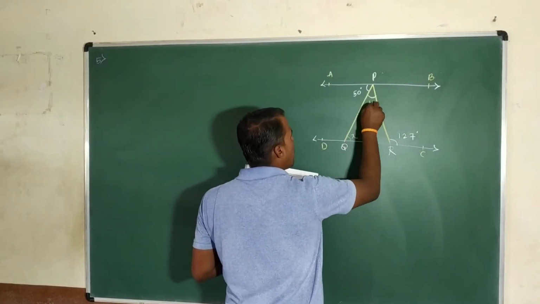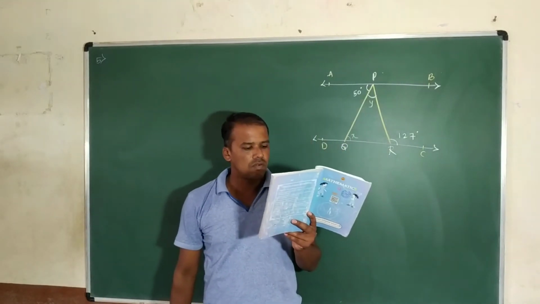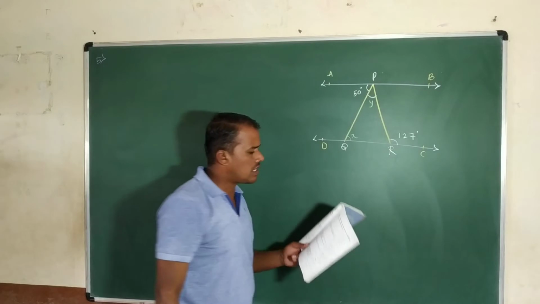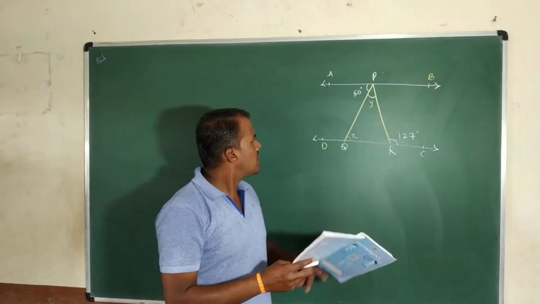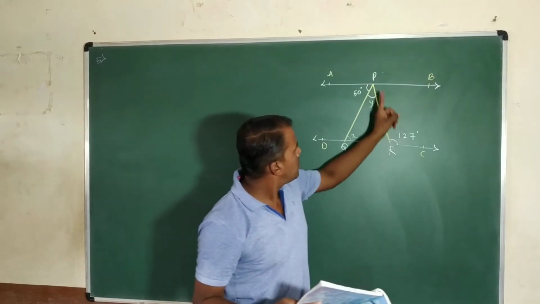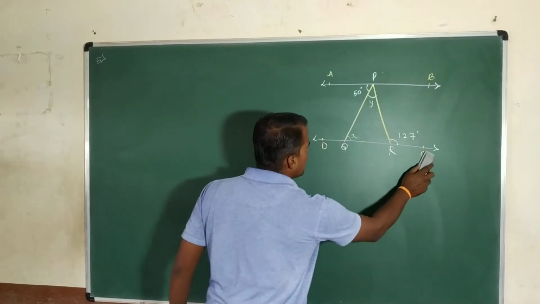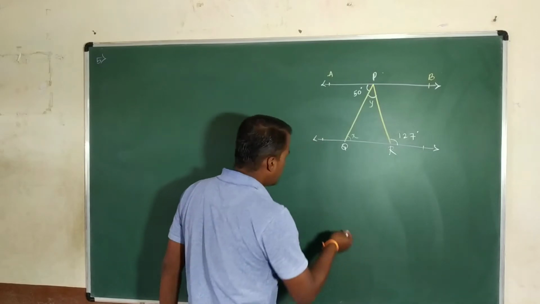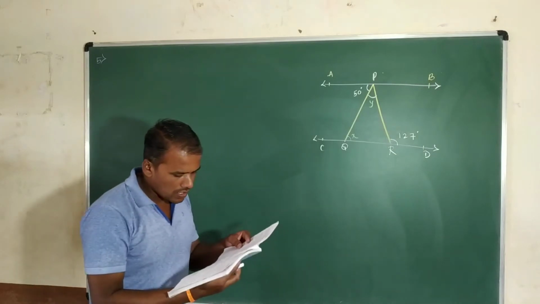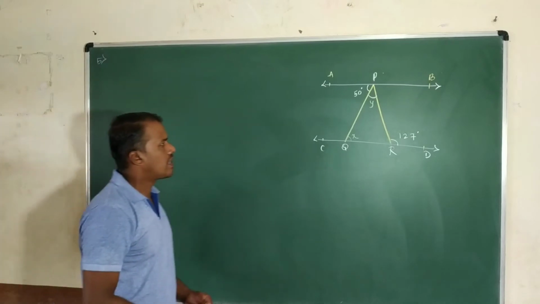The given diagram says that in figure 3.32, AB is parallel to CD is given, and angle APQ is given as 50 degrees, and angle PRD is given as 127 degrees. Find X and Y. Now observe how to find X and Y.